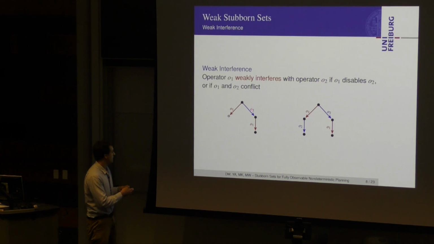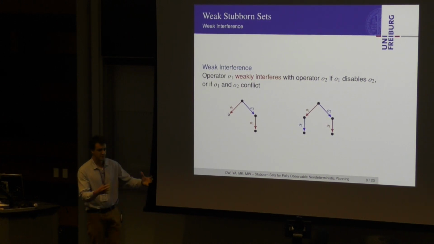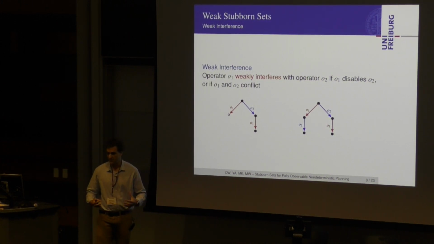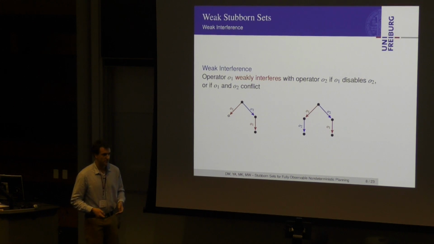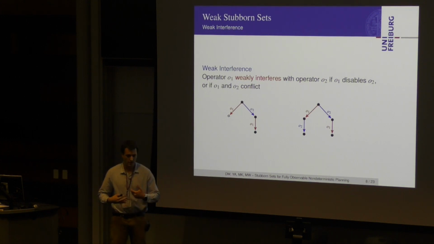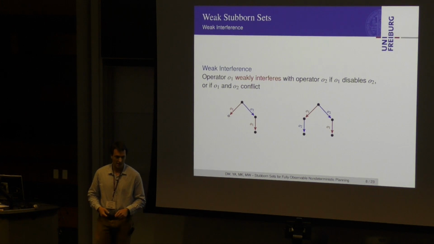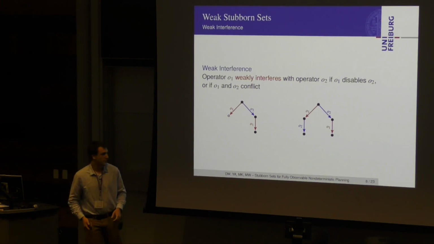We call two operators interfering with each other if we either have this picture, which means we are in a state, have two applicable operators, and one of those disables the other one. That's this picture. Or we have this situation here where the two operators just lead to different successor states, and therefore the order actually matters in which we apply them.